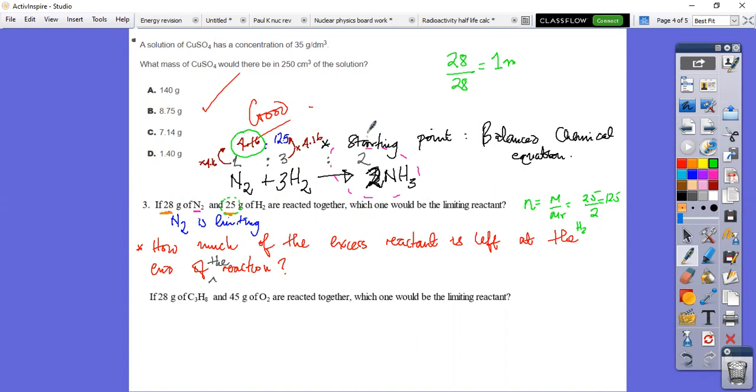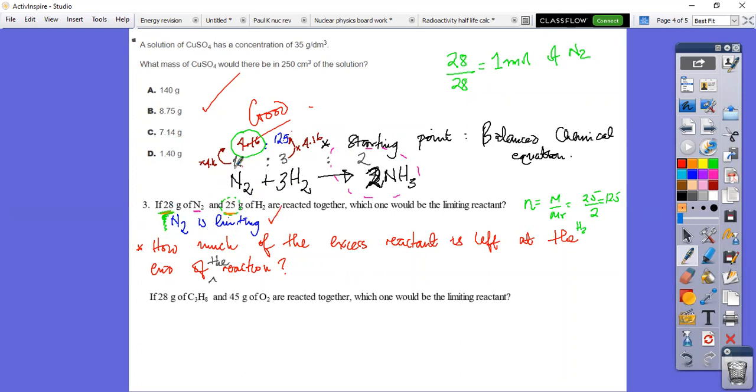So if we do 28 divided by 28, we find that we've only got 1 mole of N2 in 28 grams. Does that make sense? But what we actually need is 4.16, based off the number of moles of hydrogen we actually have. So we've reached the right conclusion. Nitrogen is a limiting factor.